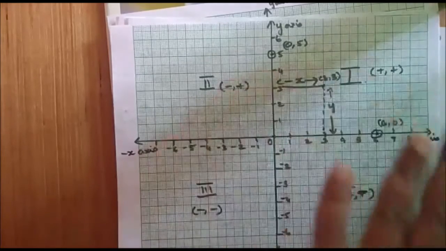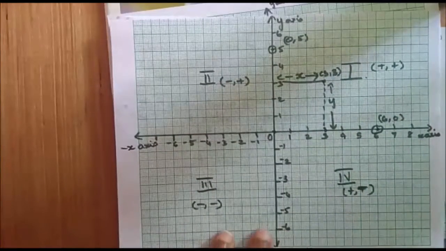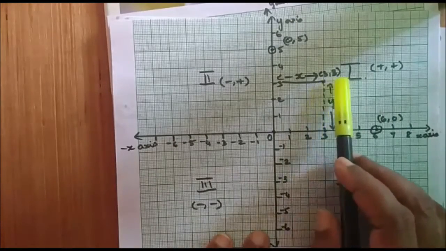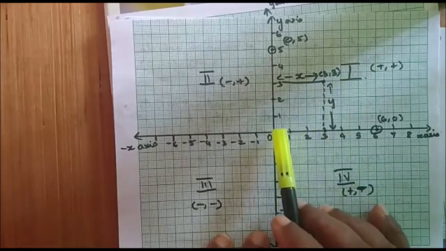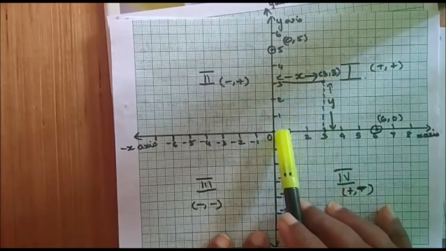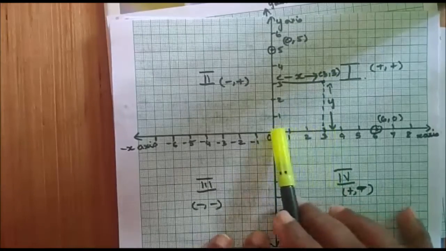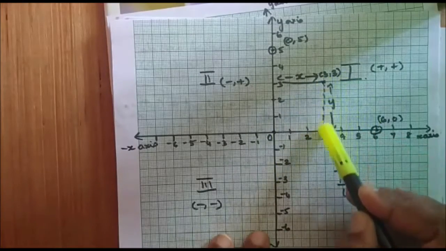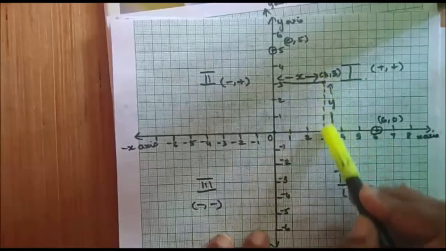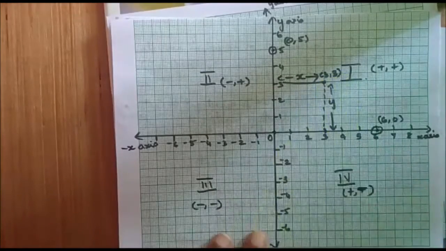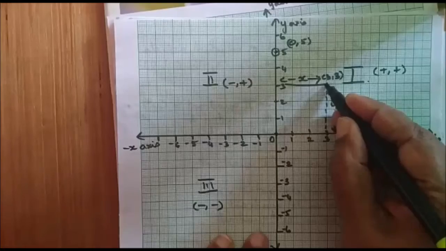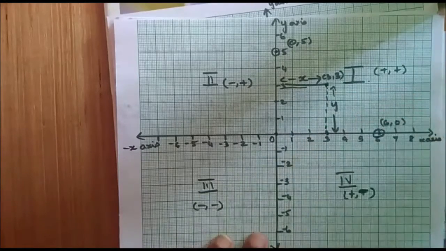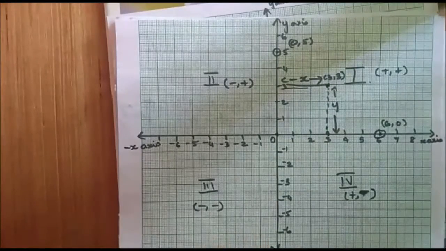Okay, so this is how a graph looks. Now let us take any point (3, 3). This is the point 3 on the x-axis, and this is the point 3 on the y-axis. So (3, 3) is located over here. This distance is along the x-axis and this distance is along the y-axis. I hope you understood it.